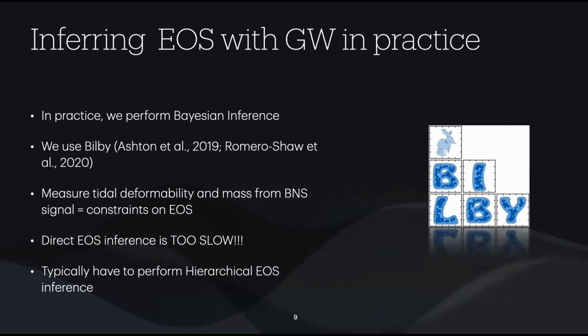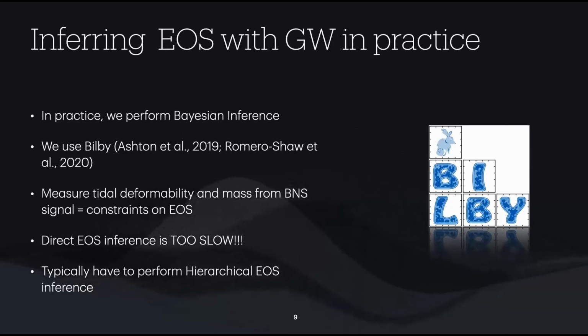Okay, so in practice, this is done using Bayesian inference. In particular, what I'm going to be talking about, and what certainly most of the LSC uses, is Bilby, which is a code developed here at Monash. Shameless plug for everyone. And Sabrina mentioned it earlier in her talk today.